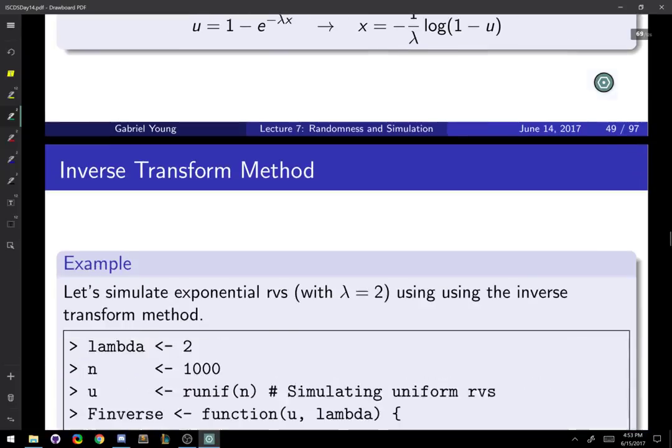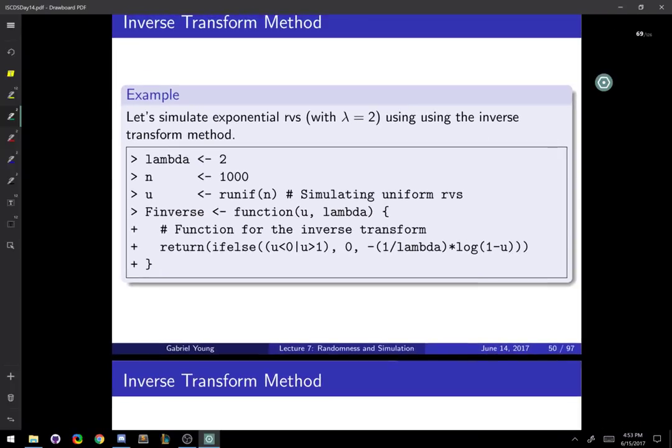So here is the actual code, and this is really easy. Notice this is vectorized as well. We don't have to write a loop. Because f inverse, you stick in u and lambda. You can default lambda to be something if you wanted to. And it's just going to return 0 if you're out of the range. Notice you can only plug certain things into that log. Well, I guess this is kind of silly anyway. If you're only sticking in values from 0 to 1, you don't really need this conditional statement.